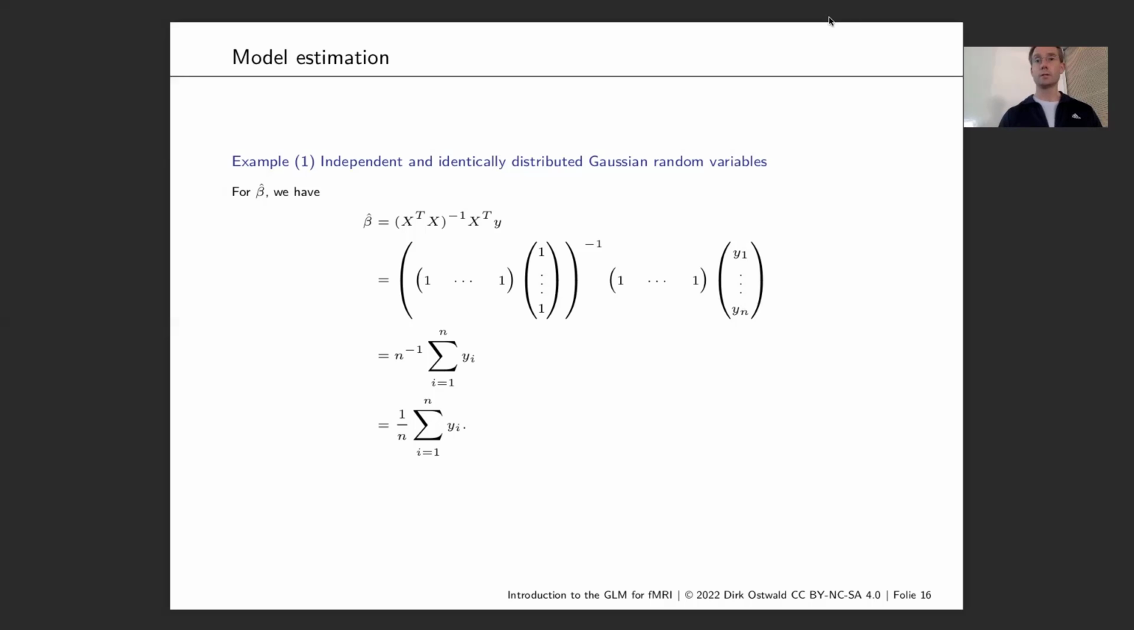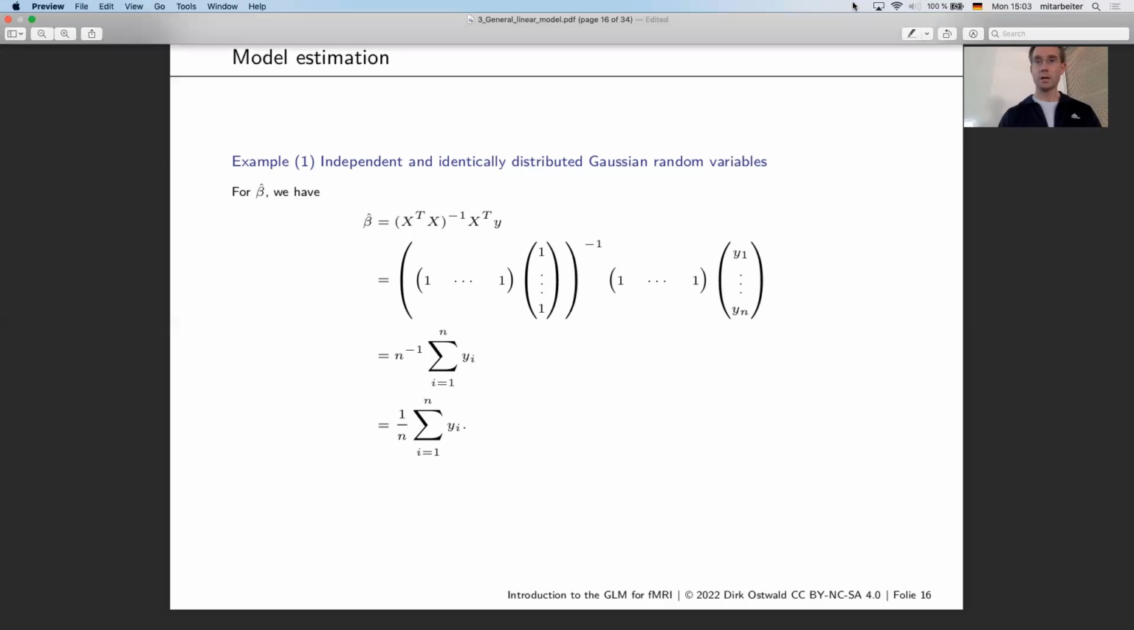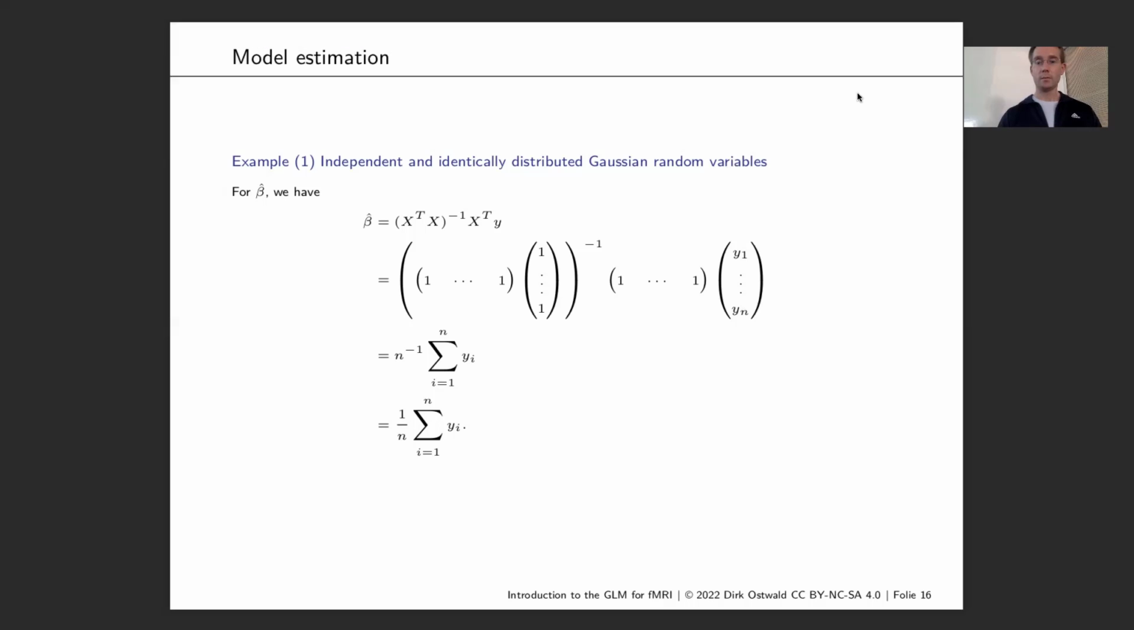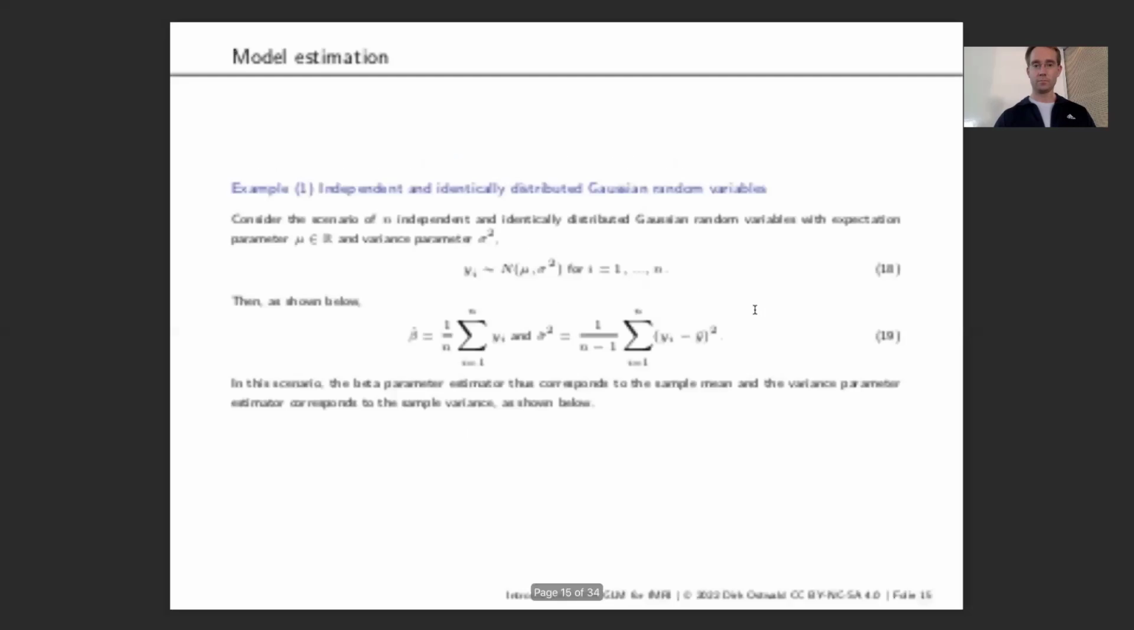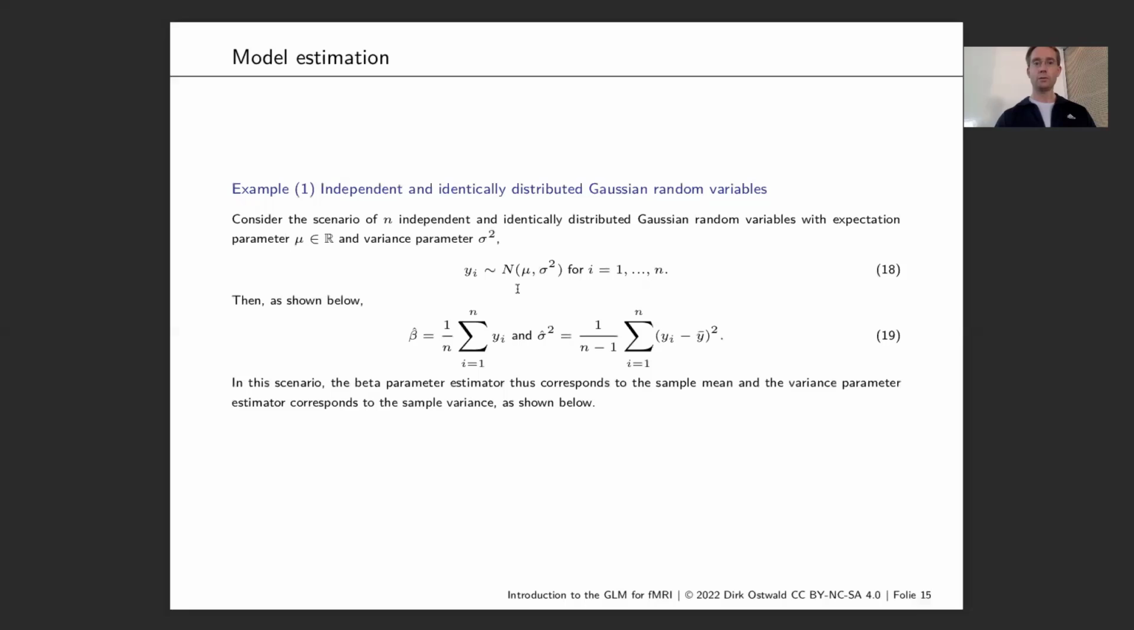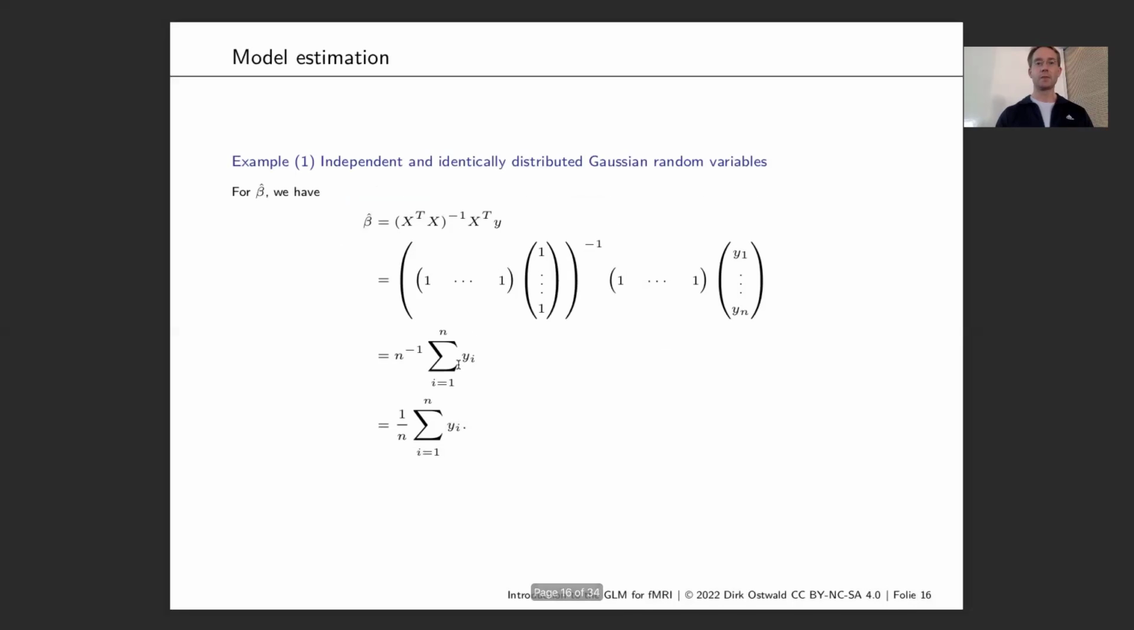So in the case of the beta estimator, the unbiased estimate for mu is just the sample mean. That's also what you know since undergraduate statistics.